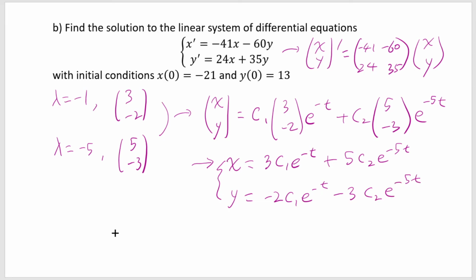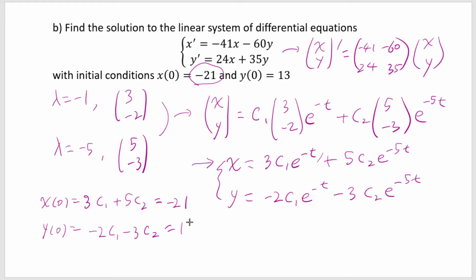And that's where we use x of 0. If you plug in 0 in these, you just get e to the 0th, which is 1, right? So you get 3c1 plus 5c2, and the initial condition says that it has to be negative 21. y of 0, according to the equation that we just found, is negative 2c1 minus 3c2, and that has to agree with 13. Now there are many ways to solve this system of equations.